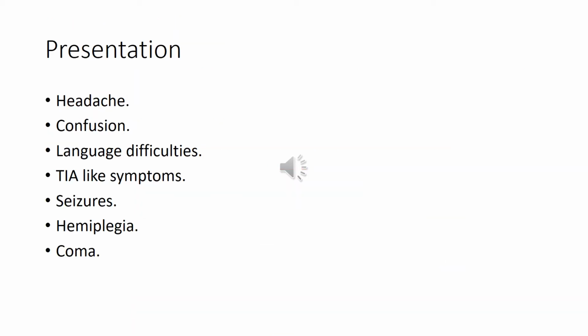Now, how do patients with chronic subdural hematoma present? Usually, patients present with a slowly progressive headache, confusion, dysarthria or language difficulty. They might present also with TIA-like symptoms, seizures, and as the size of the hematoma increases, they might present with hemiplegia or even coma.